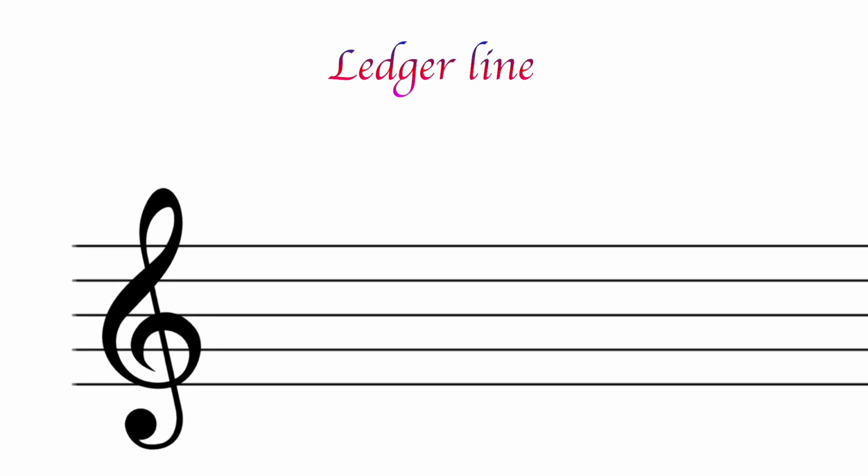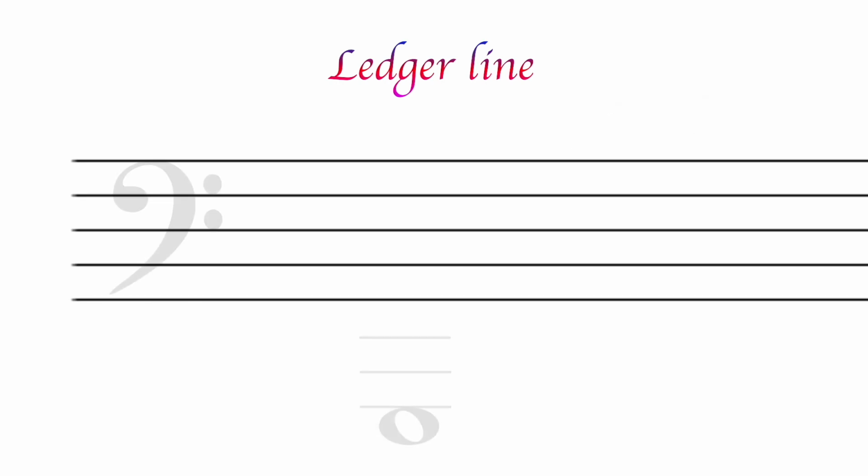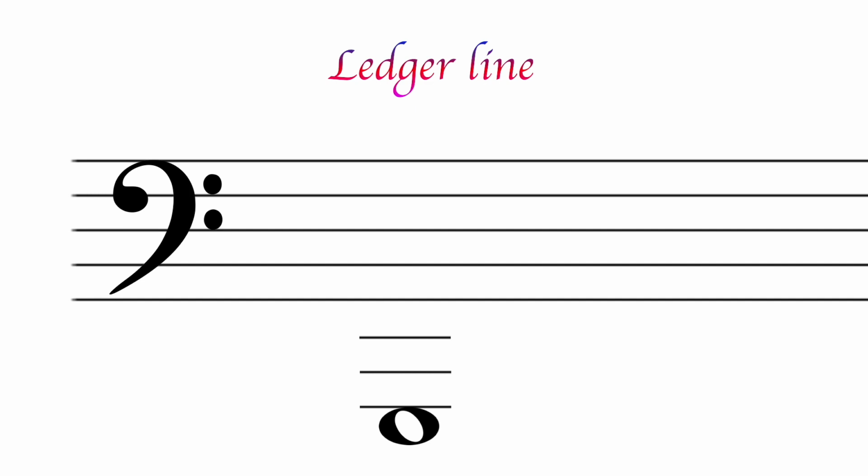Some more examples for you. What is this note? The second upper ledger line is C, C, D, E, F, so this is F. And this one, the second lower ledger line is C, so this is G.